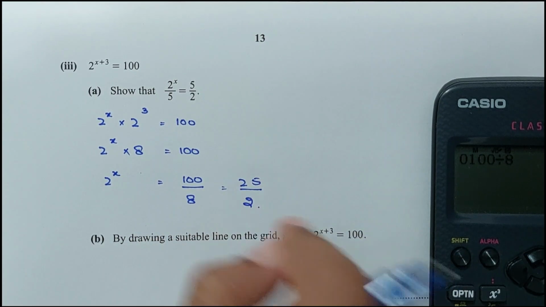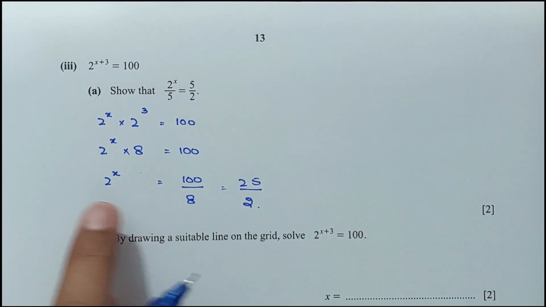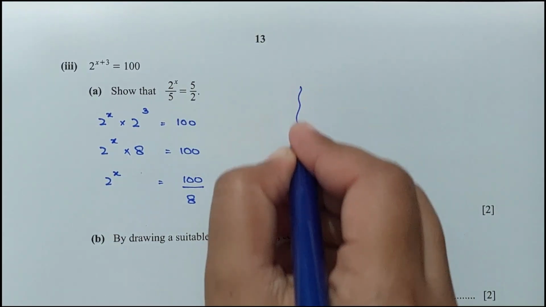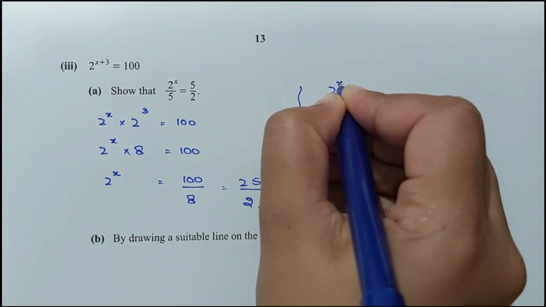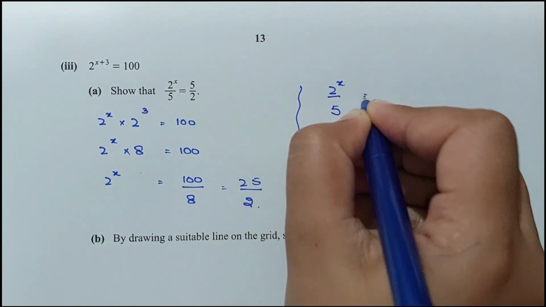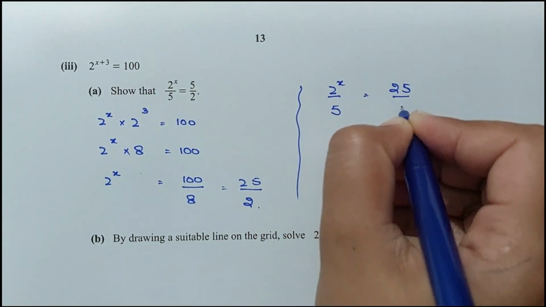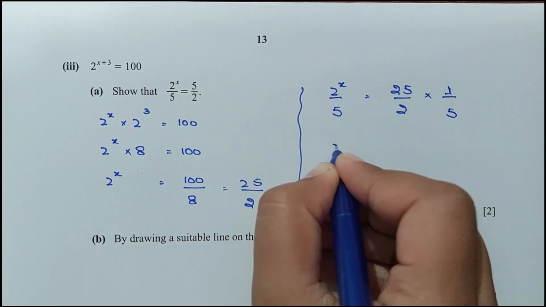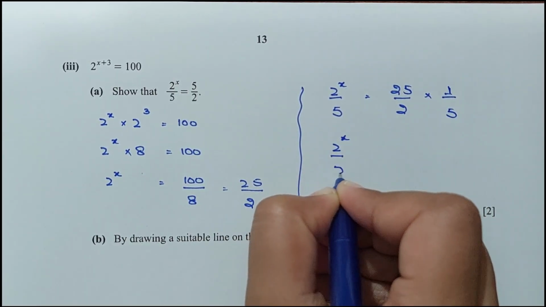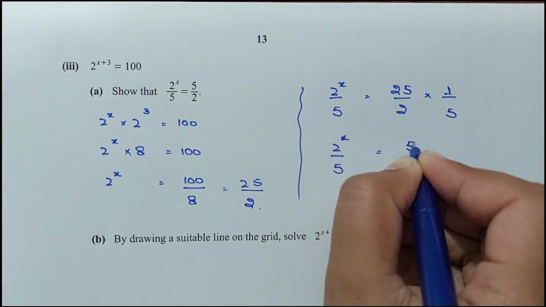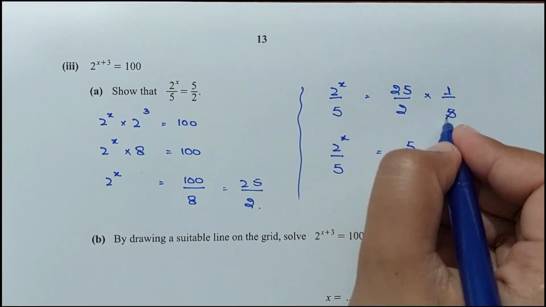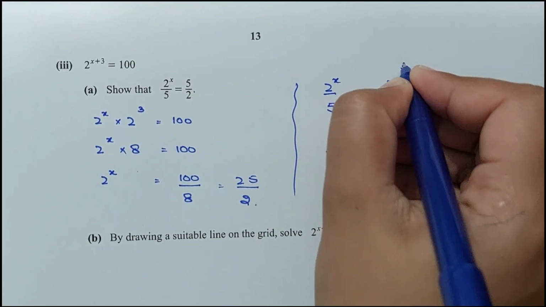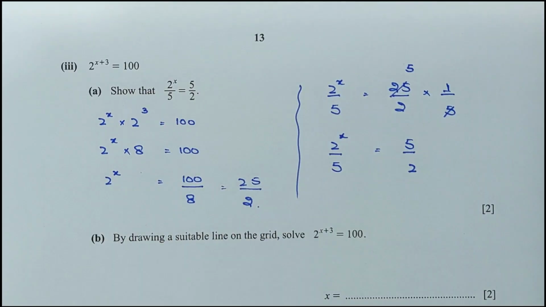But we need 5 by 2. So what we have to do is divide both sides by 5. 2 to the power x divided by 5, and 25 divided by 2 divided by 5. So 2 to the power x over 5 equals 5 over 2. 25 divided by 5 is 5, so it is 5 by 2, and it is proved.